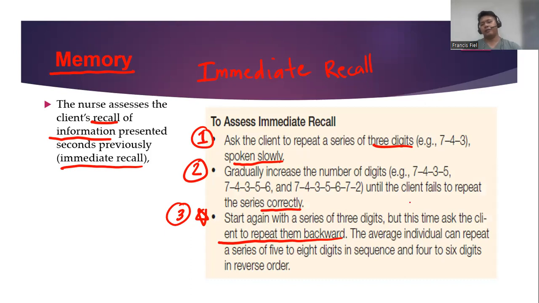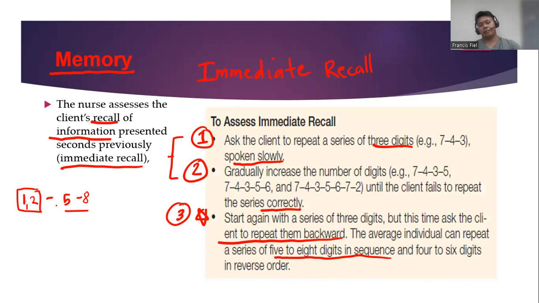So, an average individual, no, can repeat a series of 5 to 8 digits in sequence. So, ibig sabihin, for 1 and 2, all right, kaya niya mag-repeat ng 5 to 8 digits, no? Hanggang 8 digits, no? From 1, 2, 3, 4, 5, 6, 7, 8. Okay, 1, 2, 3, 4, 5, 6, 7, 8 yan. Kaya niya yung i-repeat, no? Or i-jumble mo yung 1, 2, 3, 4, 5, 6, 7, 8 para mas mahirap.